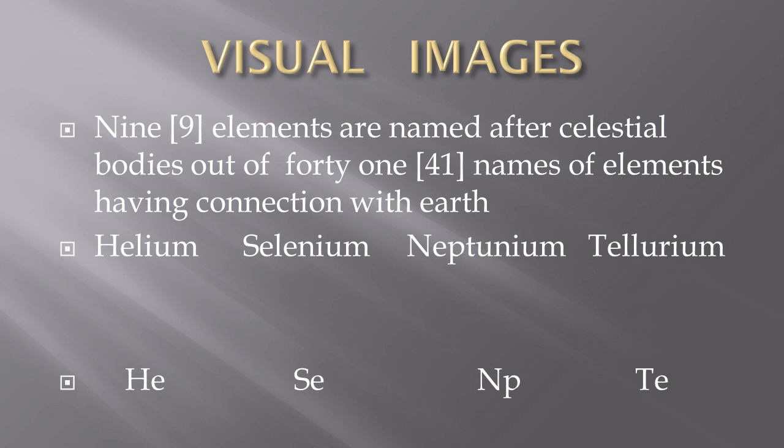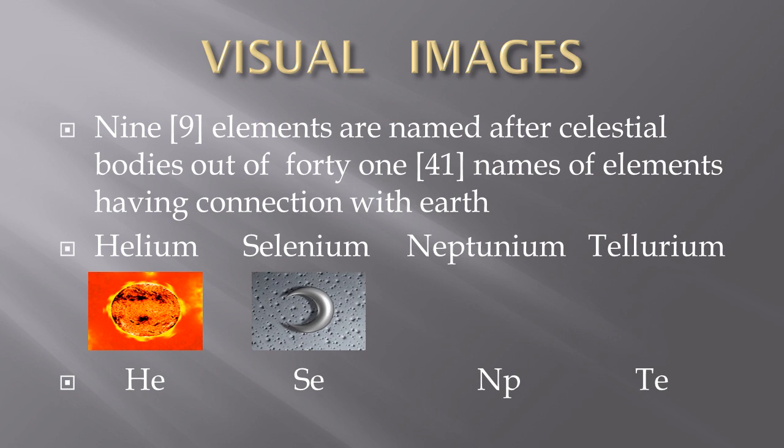9 elements are named after celestial bodies out of 41 names of elements having some connection or other with Earth. Here is the visual symbol of helium, that is the symbol of sun with helium gas inside. As we have already seen, it is associated with the Greek sun god. Next is selenium, representing the symbol of moon.